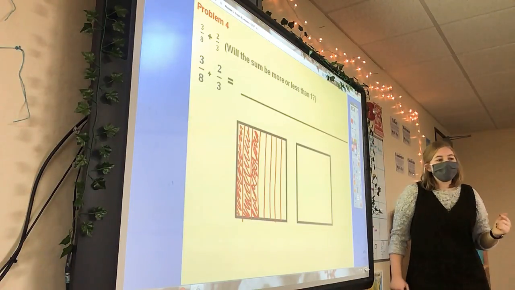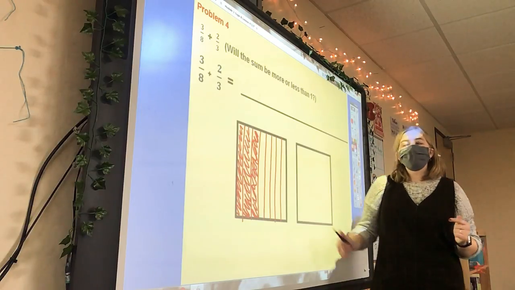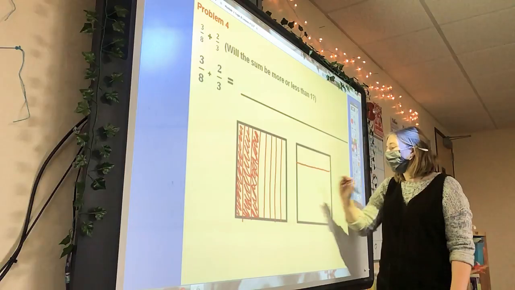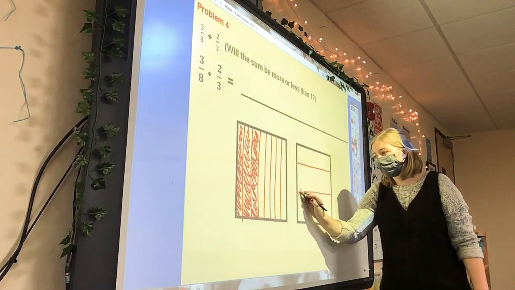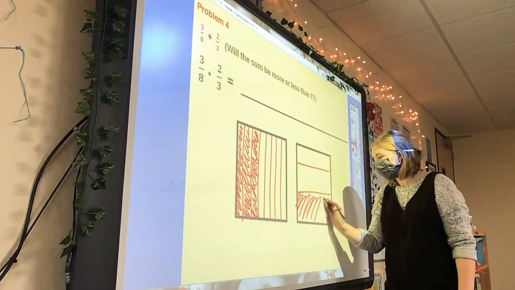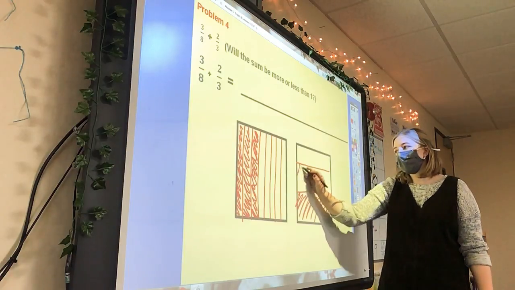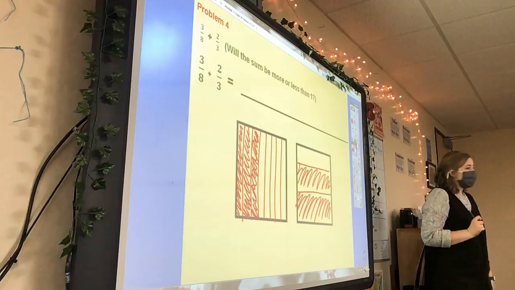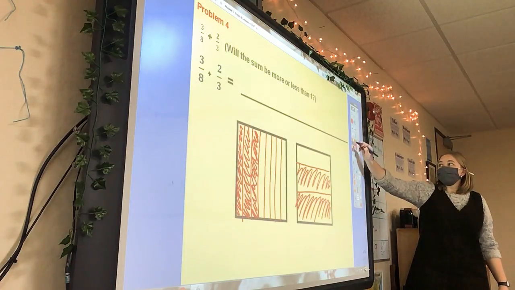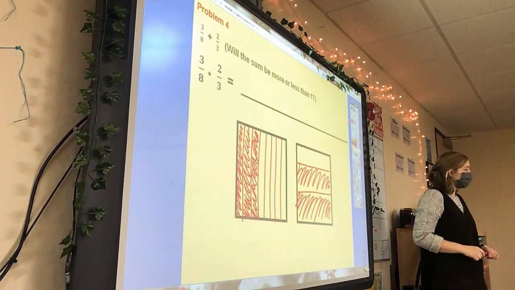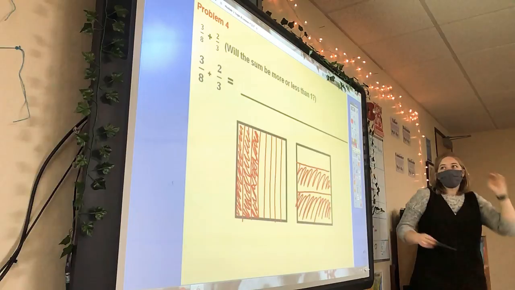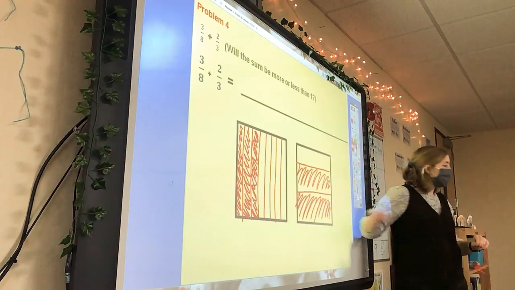Okay, did we get our 3/8? Yes. Okay, what fraction are we showing in the second rectangle? Ready? Go. 2/3. Show that horizontally for me, please. 2/3. Then put your cap on your marker and just wait. So we've got 3/8 and 2/3.